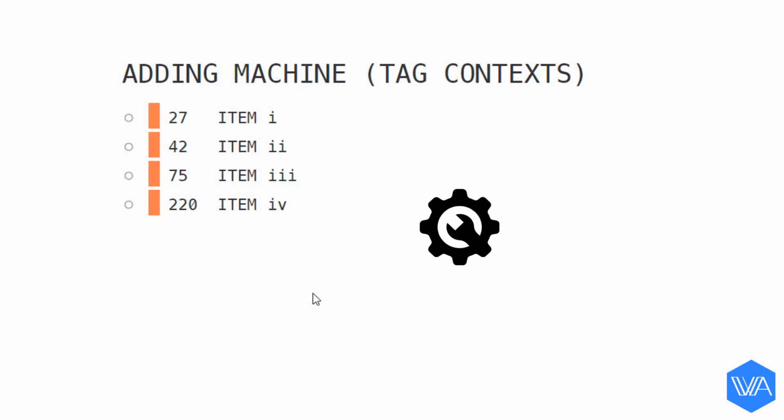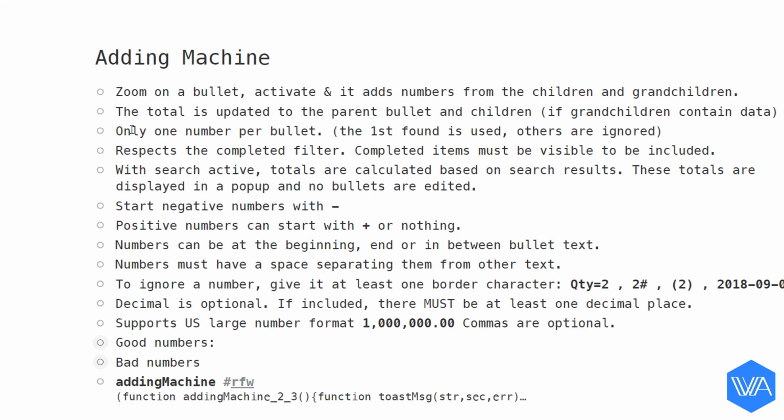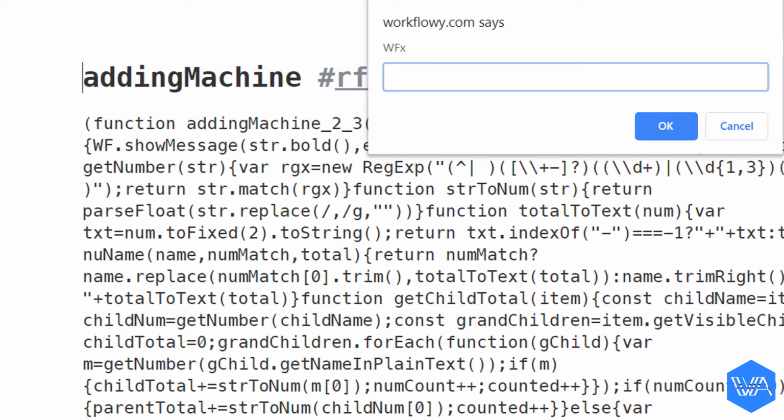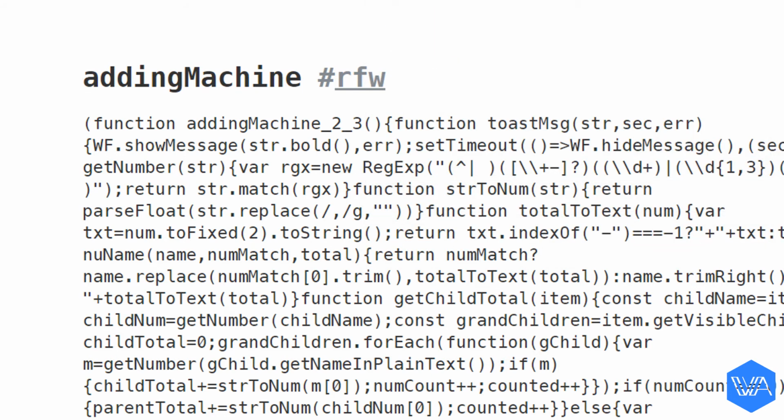Now to install the adding machine script. I'm going to zoom directly into adding machine and then the script bullet. And I need to enter the shortcut maker WFS, and the shortcut that I want to choose for whenever I need to activate adding machine. And that's all there is to the setup.